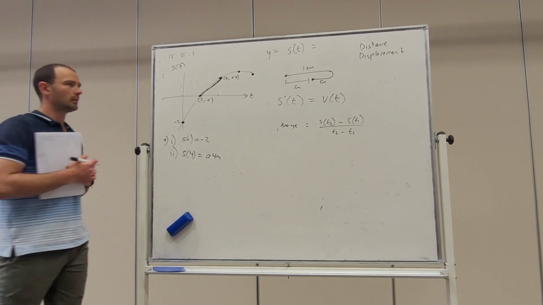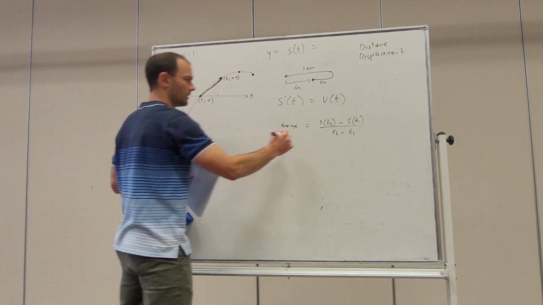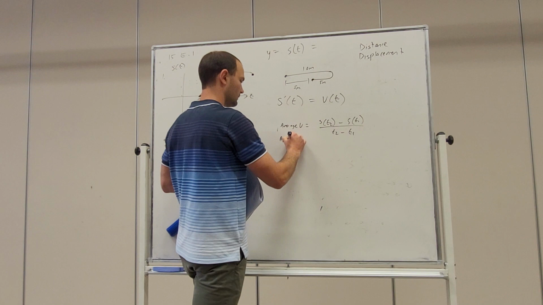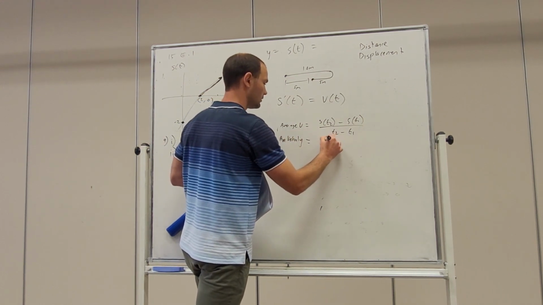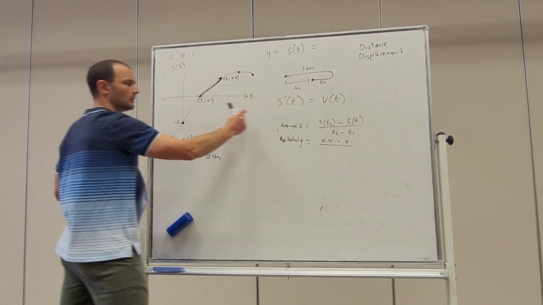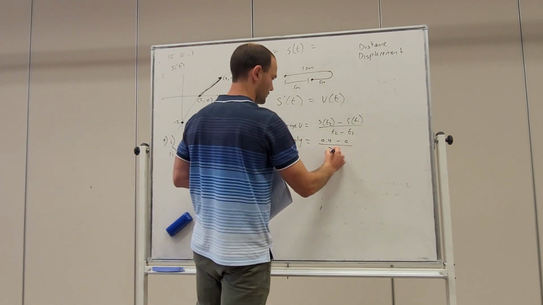And so we just plug these in. Y2 take Y1 on X2 take X1. Average velocity is 0.4 take 0. Okay, Y2 take Y1, S of T2 take S of T1, divided by 3 take 2.